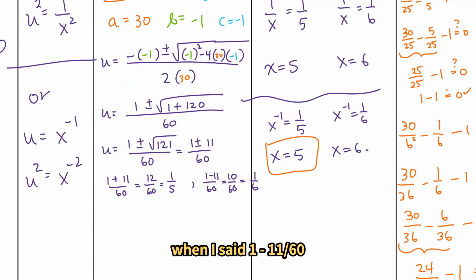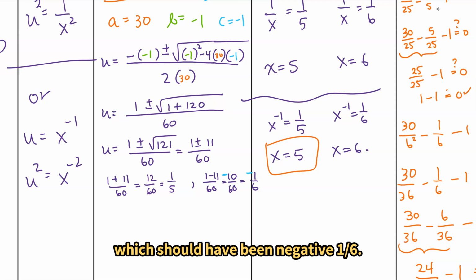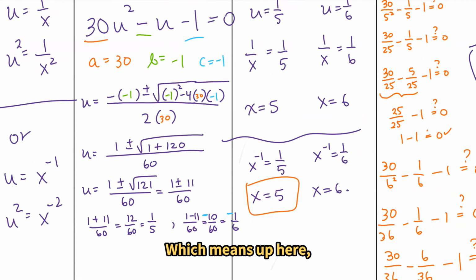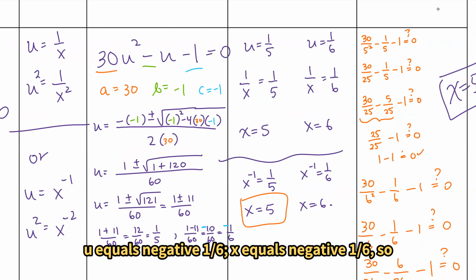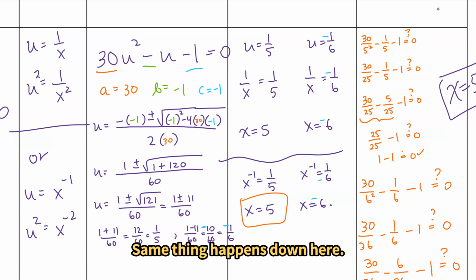Down here, when I said 1 minus 11 over 60, this should have been negative 10 over 60, which should have been negative 1/6, which means up here, u equals negative 1/6, x equals negative 1/6, so 1 over x equals negative 1/6, so x should be negative 6. Same thing happens down here.